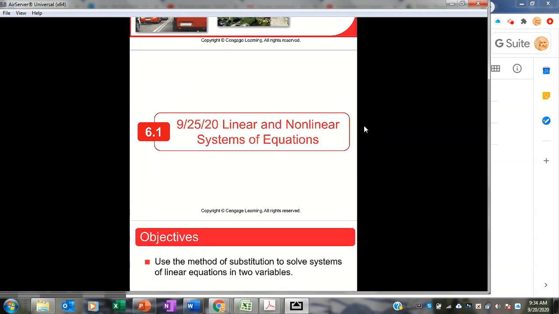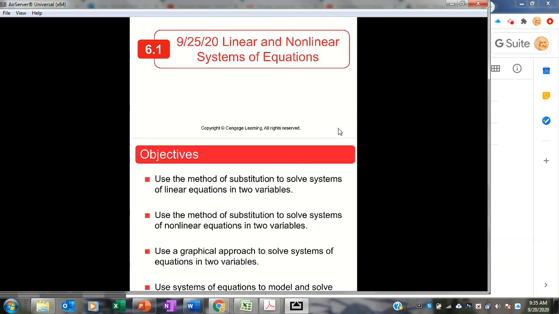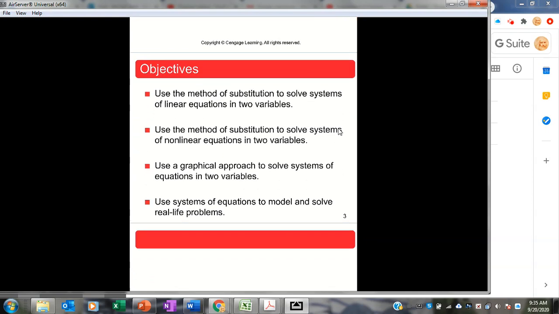Here we go. So we're going to talk about Chapter 6, Section 1. This is, of course, 92520, and this is linear and nonlinear systems of equations. One thing I would encourage you to do is to make sure you're writing this stuff down in your notebook. You want to organize your notebook by date and then the chapter and the section. So at the top of your page, 92520, and then the Chapter 6, Section 1. And you can even write the title if you want. That way you're keeping your notes straight. You'll have them to be able to refer back to if you're going to need help to do any of this. So the objectives you can read for yourself.